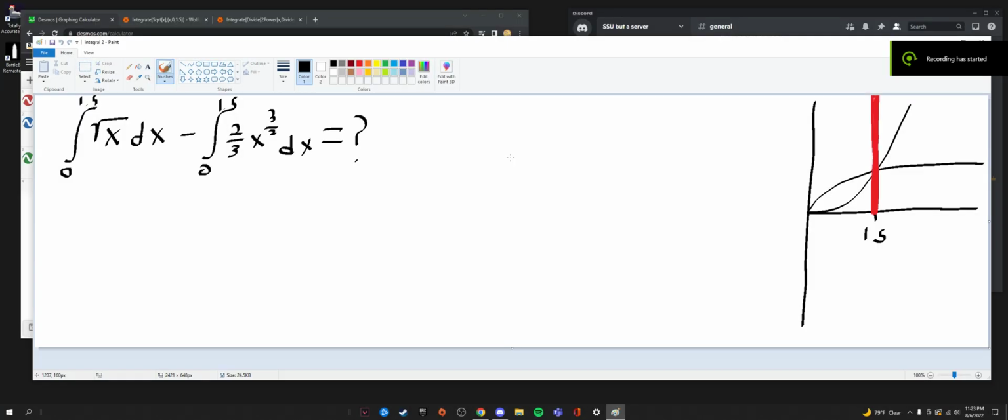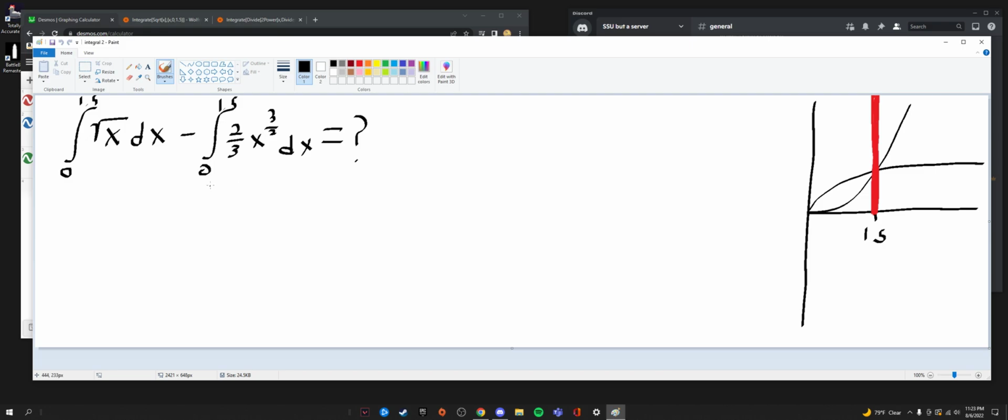Hey everyone, today we're gonna be looking at this, I guess, double integral. That's a bad name for it. It's not an integral, it's two integrals that I'm using to calculate the area between the two curves, the area that they bound.